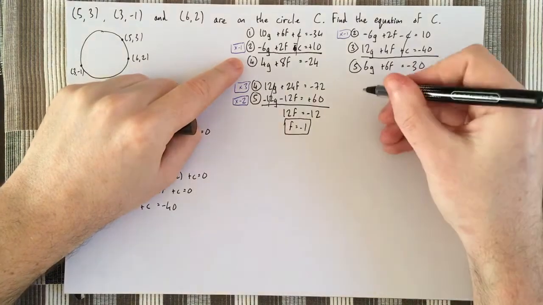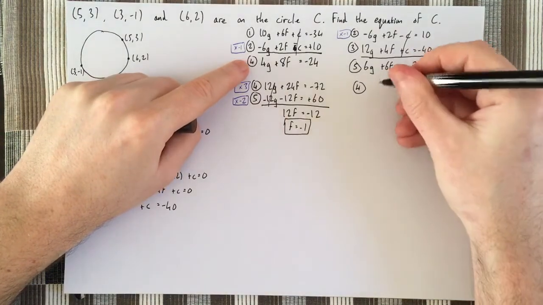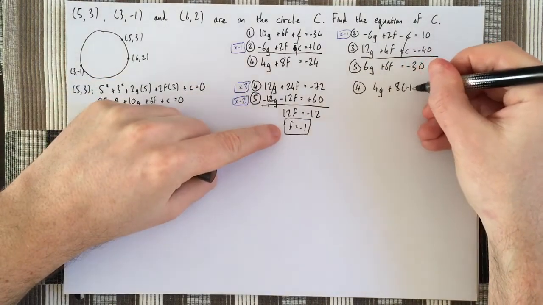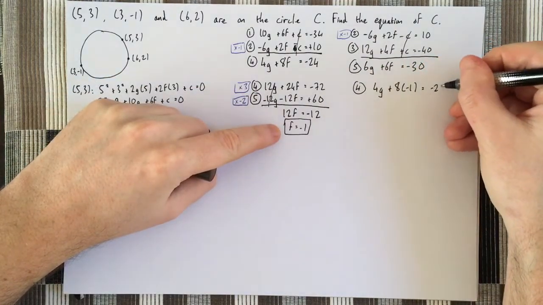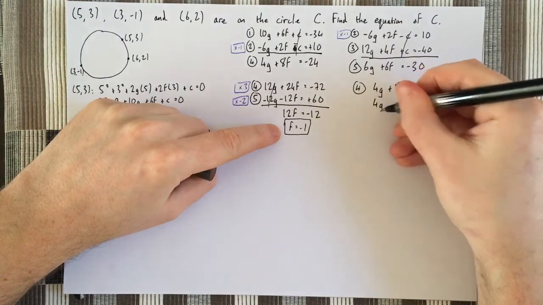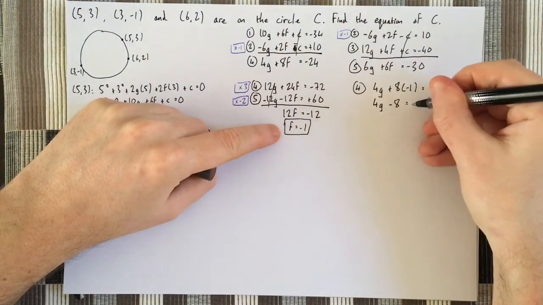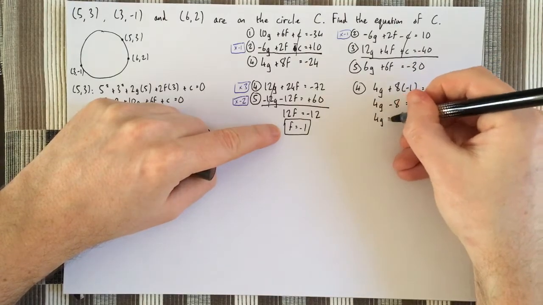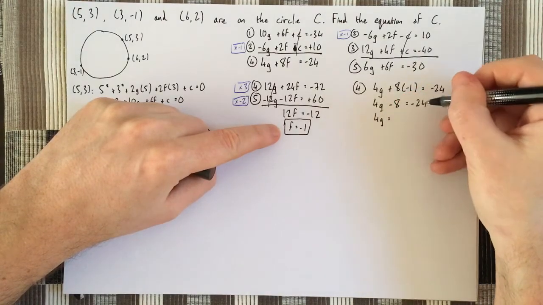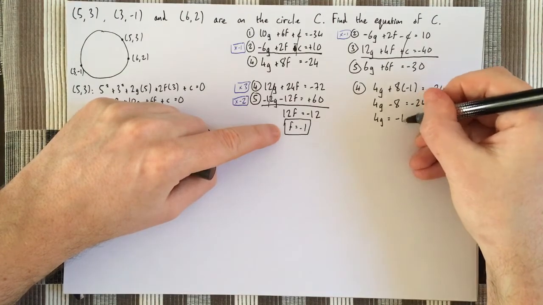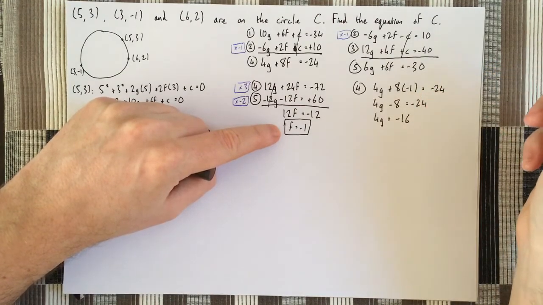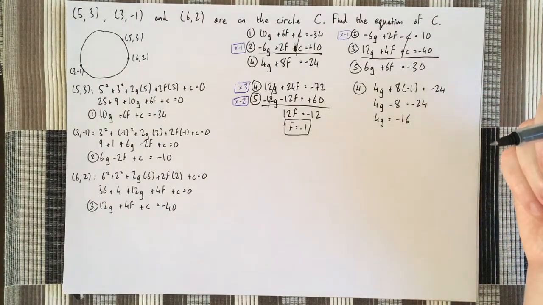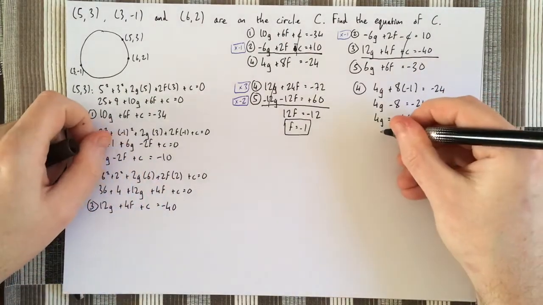So let's take equation 4. And I've got 4g plus 8, f is minus 1, is equal to minus 24. 4g minus 8 is equal to minus 24. Bring the minus 8 over. 4g is equal to minus 24 plus 8 is minus 16. So 4g is equal to minus 16. So that means dividing both sides by 4, g is equal to minus 4.